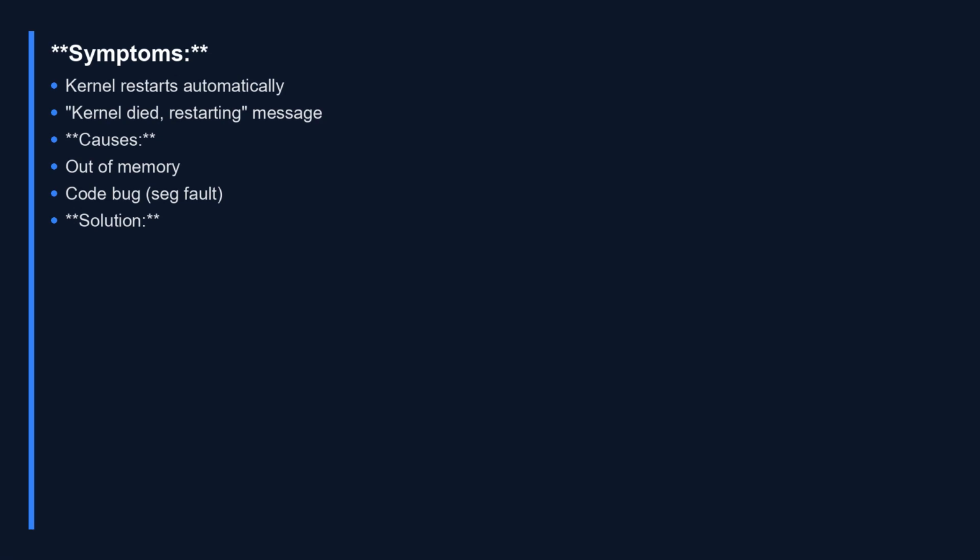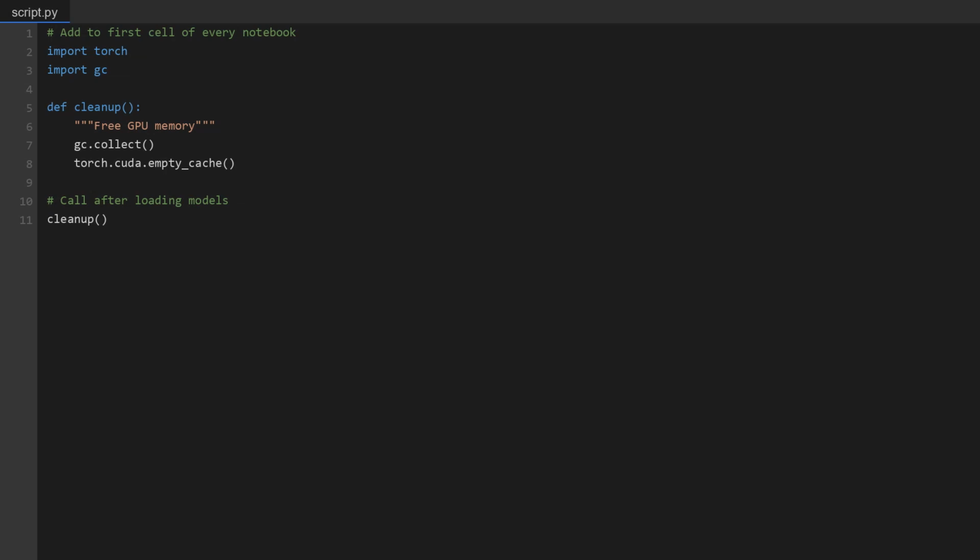Common Jupyter issues. Symptoms: kernel restarts automatically, "Kernel died, restarting" message. Causes: out of memory, code bug, seg fault. Solution: this code snippet is essential for managing GPU memory effectively when working with large models in Jupyter notebooks.